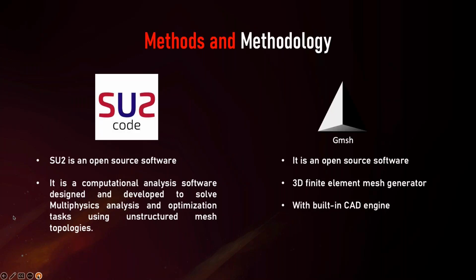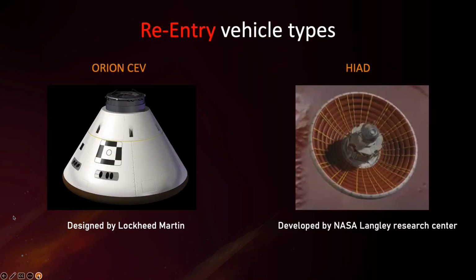The tools that we have used are mostly the SU2 solver, and for grid generation we have used the Gmsh solver, which is also open source software. So we have used both open source software packages for this work. The two geometries we have picked are the Orion CEV, Crew Exploration Vehicle, and the HIAD.